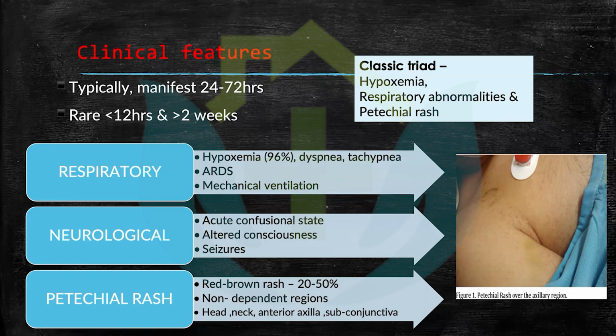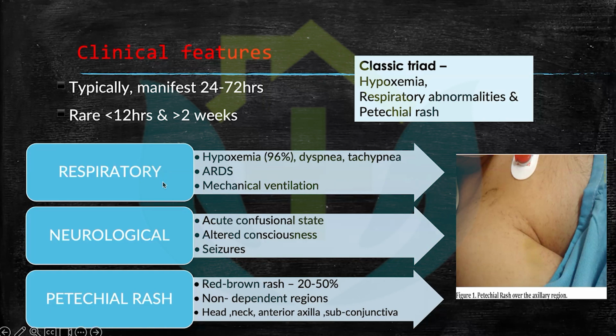So this is very important to note. Each and everything can be asked in the exam. So 24 to 72 hours is the timeline. It can occur although till 5 days, but it rarely occurs after 7 days. So the peak period is 24 to 72 hours, and the classical triad is hypoxemia, petechial rash, and altered sensorium.